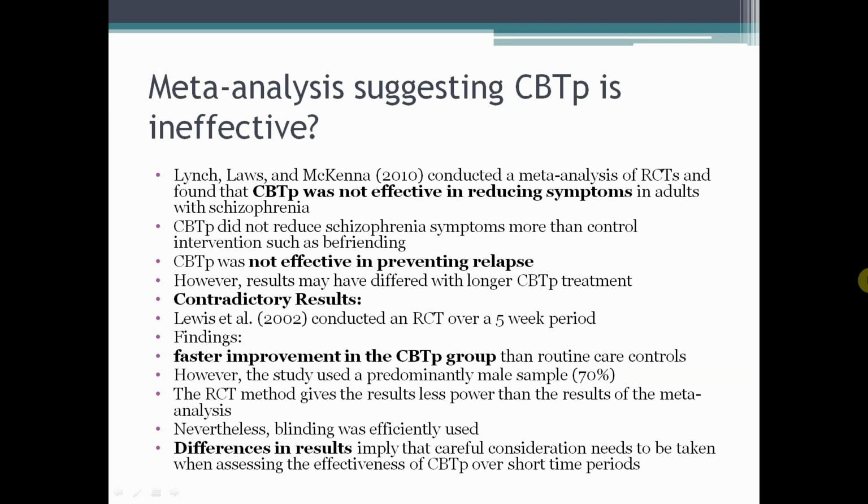The RCT method gives the results less power than the results of the meta-analysis. Nevertheless, blinding was effectively used, preventing bias on the part of study administrators and ensuring accuracy of results. The results imply that CBTP may be effective in quickly reducing positive schizophrenia symptoms over a 5-week period. However, differences in the results implied that careful consideration needs to be taken when assessing the effectiveness of CBTP over different time periods.